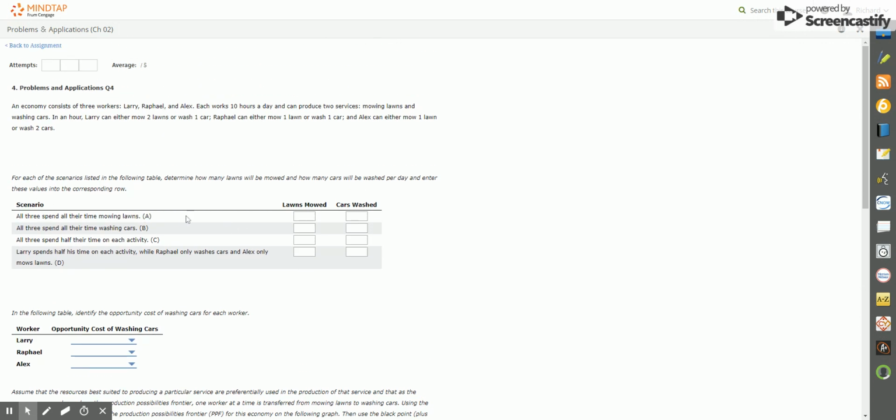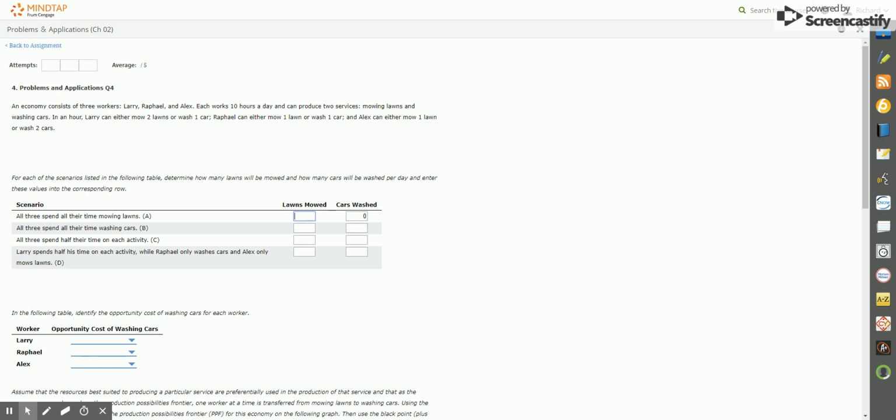But for option A, they're spending all their time mowing lawns. So what do I know about how many cars they're going to wash? The number of cars they're going to wash is going to be 0 because they're not spending any time washing cars. And I'm happy to share that answer with you, right? That one's pretty easy.